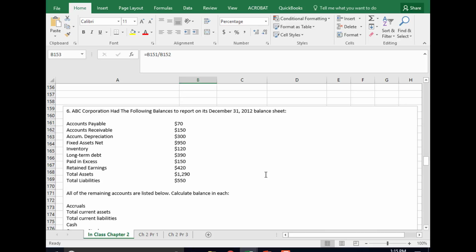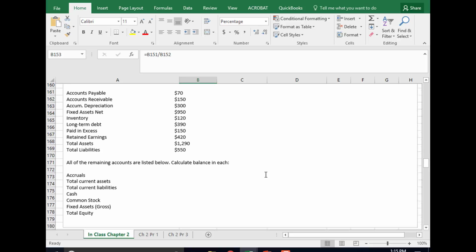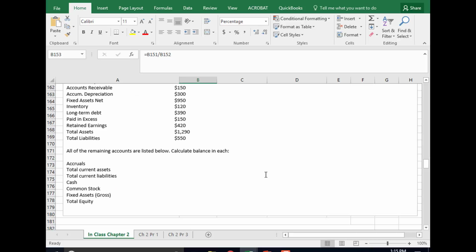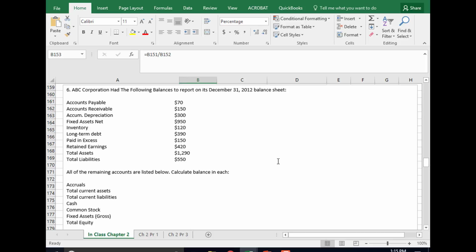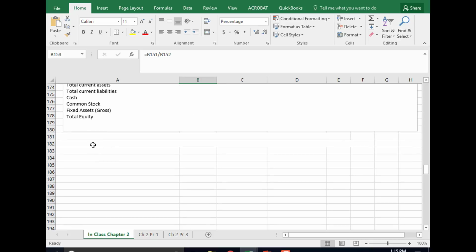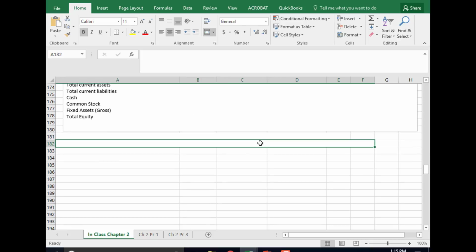Problem number 6 gives you various balances on a balance sheet and asks you to fill in the remaining accounts. So this is just like the problem that we had for homework. The best thing to do with this is to set this up in a balance sheet format. So what does our balance sheet look like? The example here is ABC Corporation. So let's set it up. ABC Corporation.